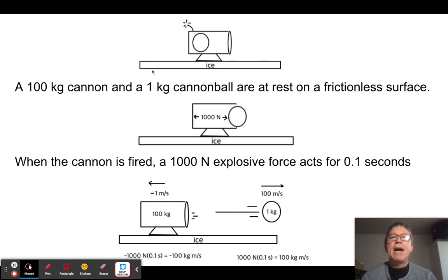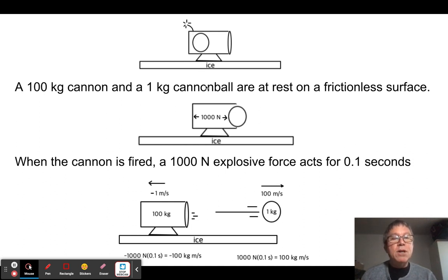So here you go. I have a frictionless surface of ice. I have a 100 kilogram cannon here, and I have a 1 kilogram cannonball, and they're at rest, right? So the momentum of the system is zero because I have 100 times zero plus 1 times zero. So the total momentum of the system is zero, and it's going to stay that way if it's just a result of an interaction between these two. Okay, no outside force is acting. So we fire this.